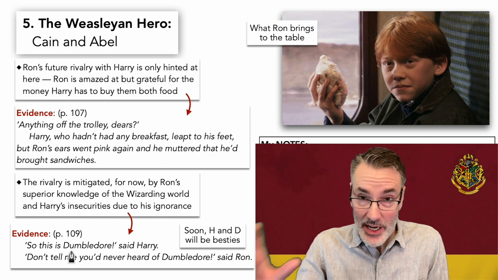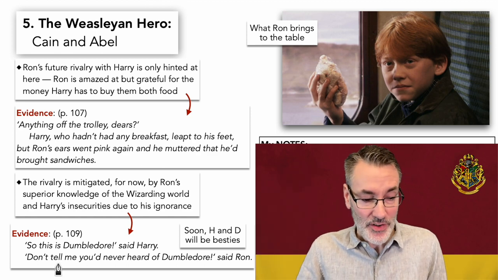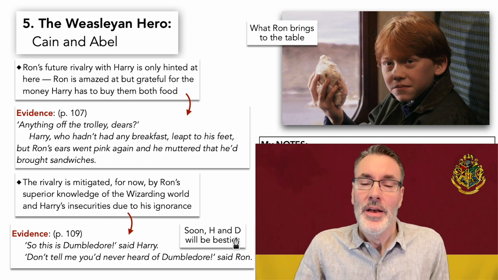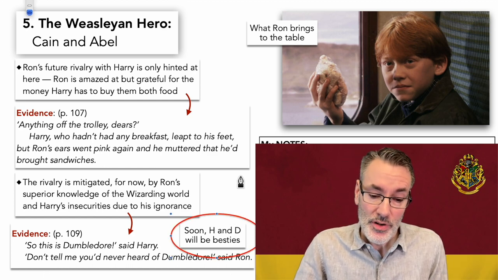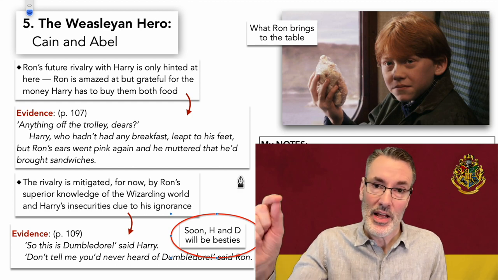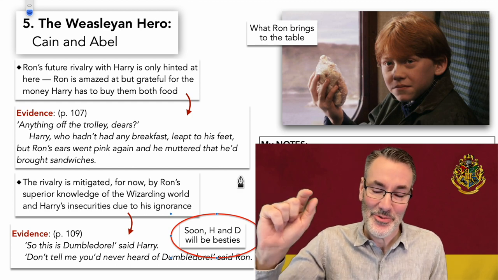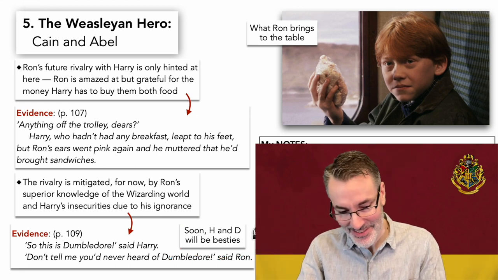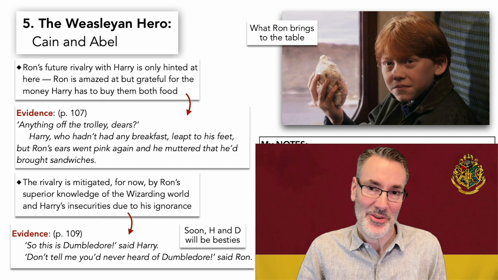And so Harry is looking at a card, one of the frog cards, and says, "So this is Dumbledore." And Ron says in amazement, "Don't tell me you've never heard of Dumbledore." Now look at this. Soon, Harry and Dumbledore are going to be best friends. They're going to be besties. And Ron is completely left out of the picture. Does Dumbledore even know who Ron is? Do you see what I'm saying? So that's how that resentment can grow over time.